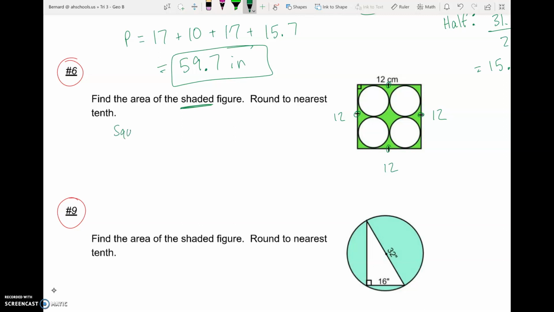And so let's organize this. Let's find the area of the square. Area of the square in this problem, we can think of it as like base times height, which is going to be 12 times 12. And so that equals 144.